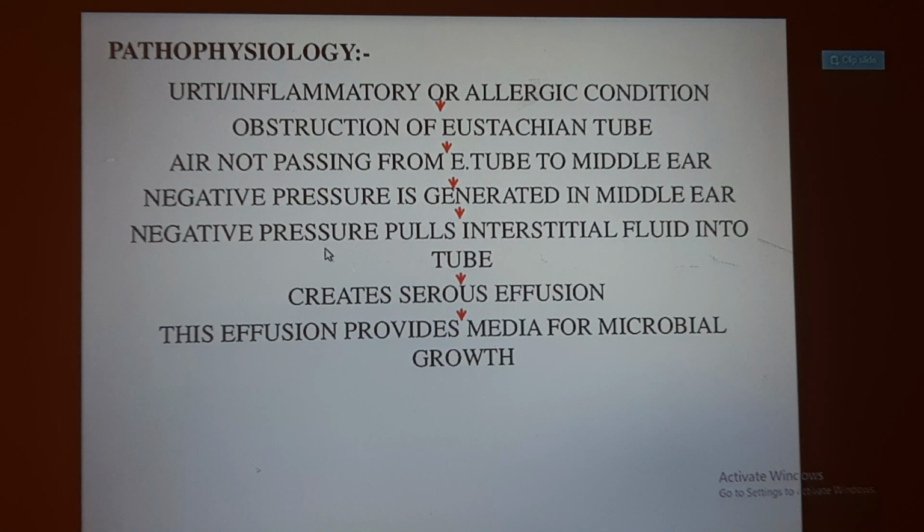Due to negative pressure, the inner fluid that has built up inside will come out through the external ear, creating serous effusion, and this pus-formed fluid will come out. This effusion provides media for microbial growth. When the eardrum ruptures and perforation occurs, the fluid in the middle ear will come outside to the external ear. When this fluid accumulates in the external ear tube, most of the microbes will start growing there. This is the pathophysiology of otitis media.